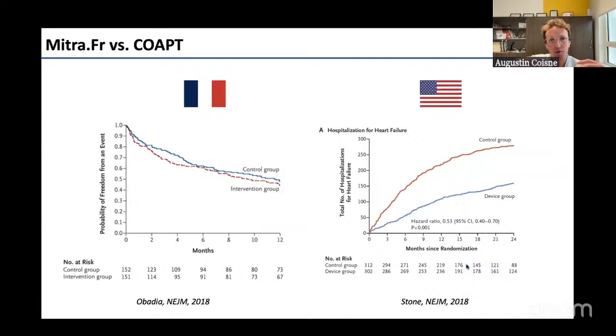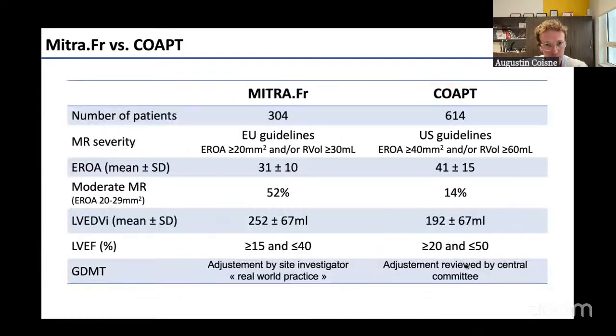And you also know that we had conflicting data regarding the treatment of this population. On the left, MITRA-FR, a French RCT published by Obadia in the New England Journal in 2018, showed no improvement of the survival in the intervention group. Conversely, Stone published the same year, in the same journal, data from COAPT showing a very important reduction in the rates of heart failure hospitalization in the device group.